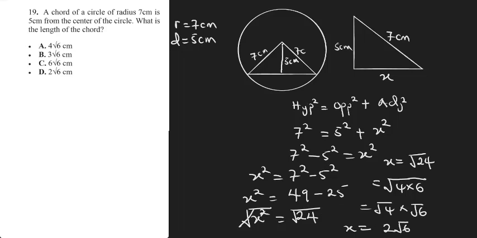So now, remember that the question said we should find the length of the chord. And we have gotten this x here as 2 root 6, and this is half of it. So in order to get the full, we're going to multiply it by 2.